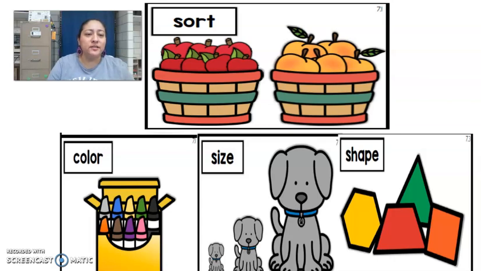Today we're going to continue learning about sorting. Remember, sorting is when we put things into groups. And when we sort, we use an object's attribute. And remember, attribute means how it looks. And we could sort by type, by color, by size, or by shape. Today we're going to be sorting by shape. And I found a little YouTube video I would like to share with you about sorting shapes. So give me a minute and I'll show you that real quick.